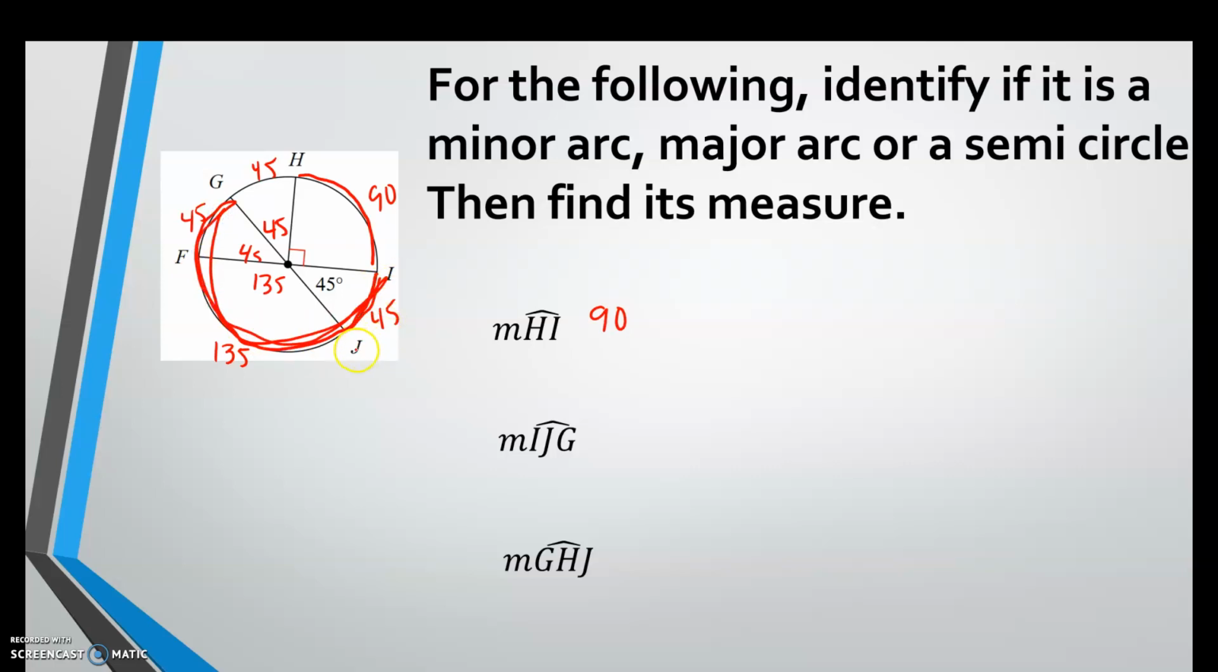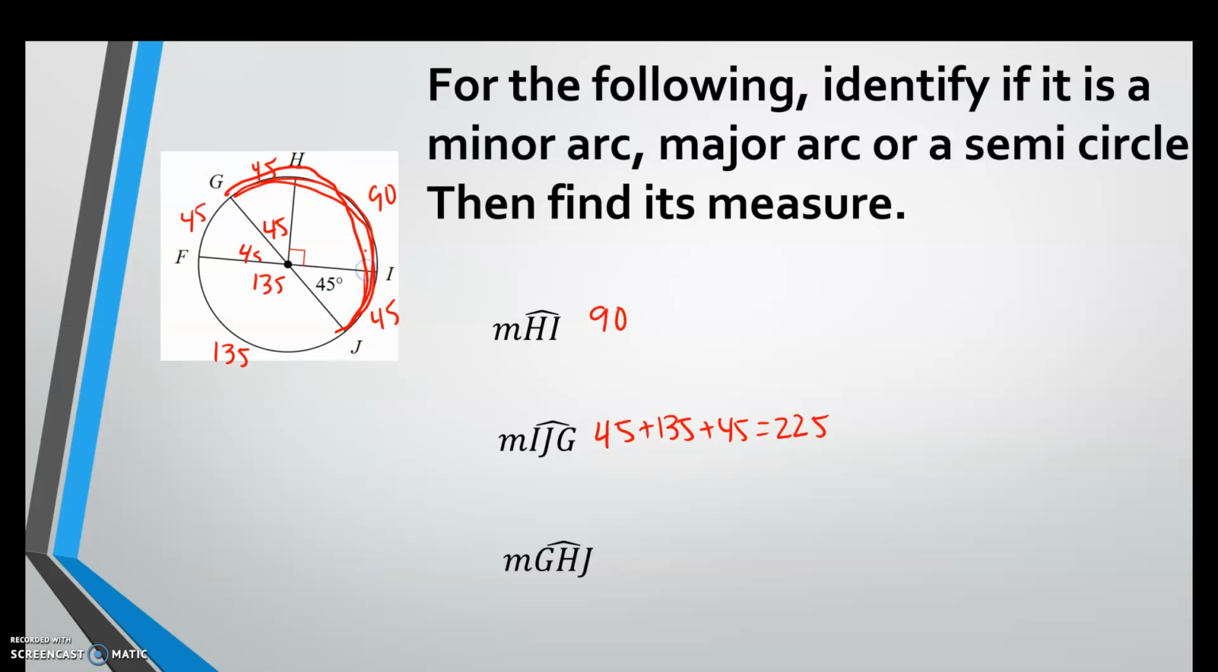Starting with I, going through J, and continuing to G. So I'm going to add all of these together. I'm going to add 45 plus 135 plus 45, and that's going to give me 225. And then I want to look at the measure of arc GHJ. So I'm starting from G, going through H, and ending at J. So this part right here.